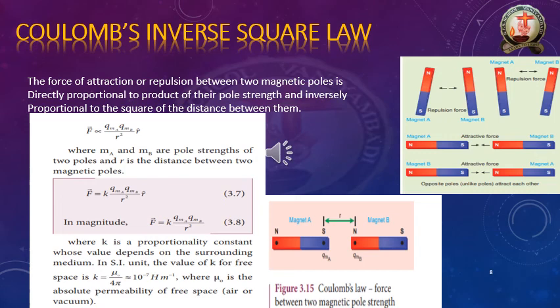So this is the explanation about Coulomb's inverse square law. This is the statement, and below it is the explanation. I copied it from the textbook. This Coulomb's inverse square law is similar to Coulomb's law in the electrostatics chapter. So please remember it carefully, it is important. I hope you understood today's class. This is the total and complete explanation about Coulomb's inverse square law.